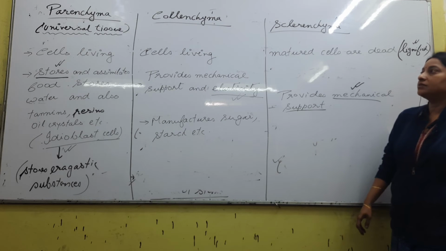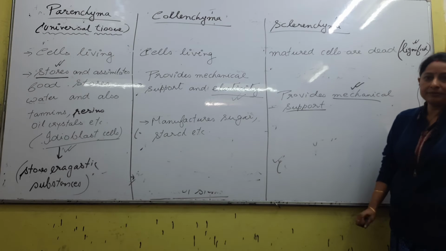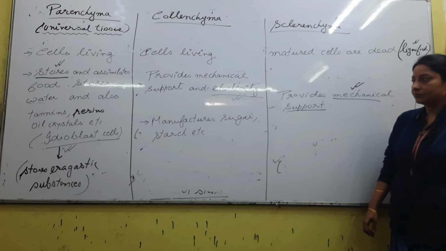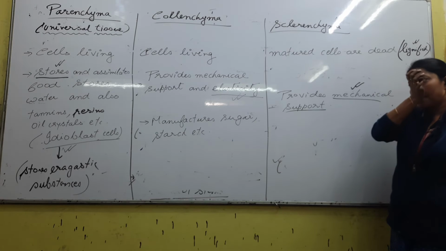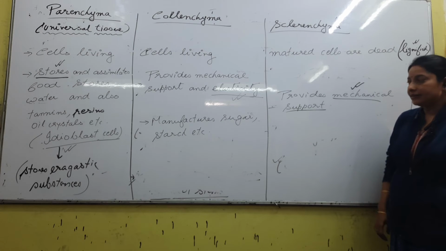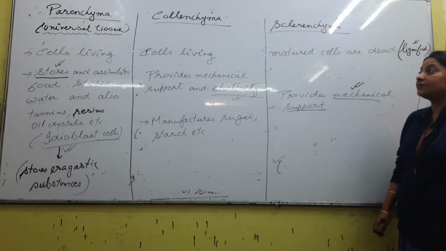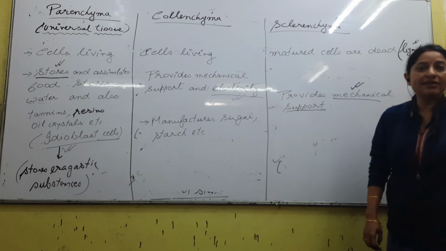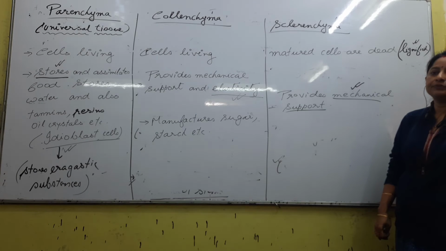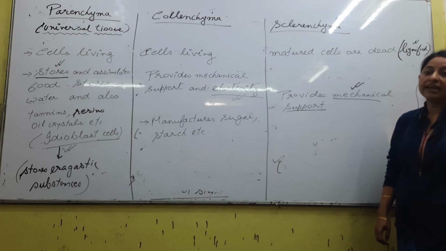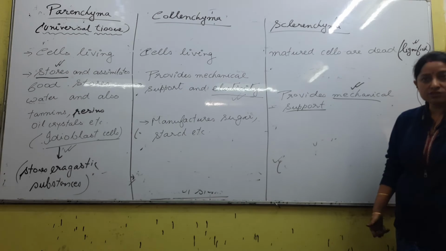So certain points of comparison between parenchyma, collenchyma and sclerenchyma. Next, we have to talk about some other points about the tissues. If this is over, write modified parenchyma as a heading. We have certain parenchyma tissues that do some other function than storage.